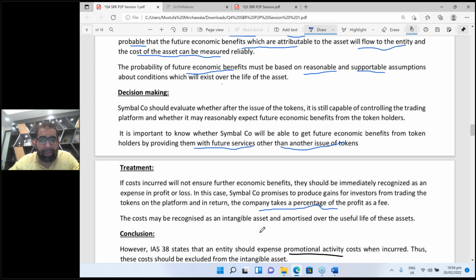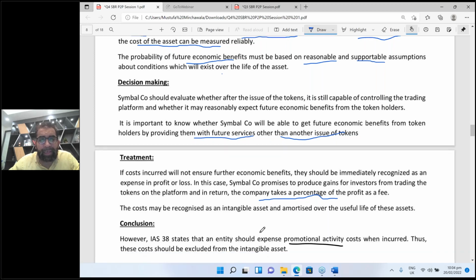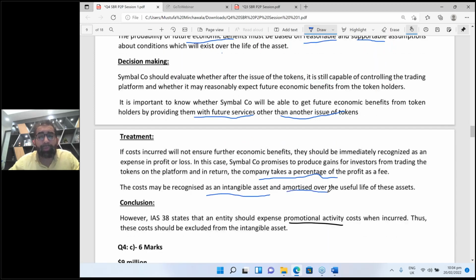The cost may be recognized as an intangible asset and amortized over the useful life of these assets if the life is finite. However, see, this is the clear cut thing. However, IAS 38 states that an entity should expense promotional activity cost. All promotional activity costs like advertising cost go to P&L.